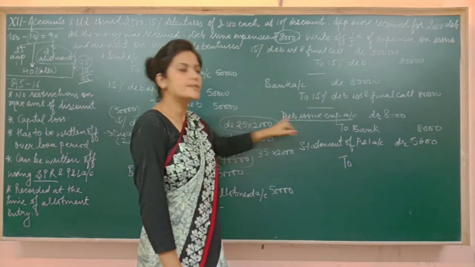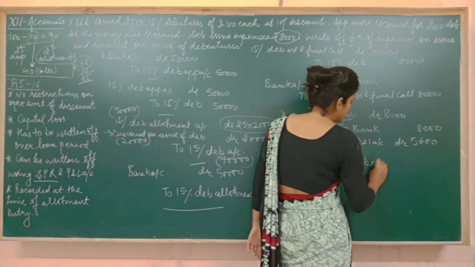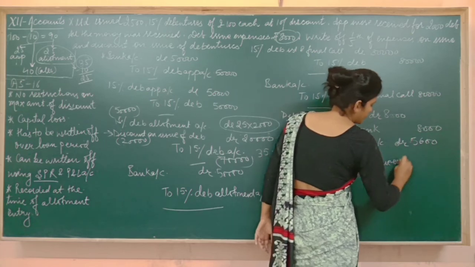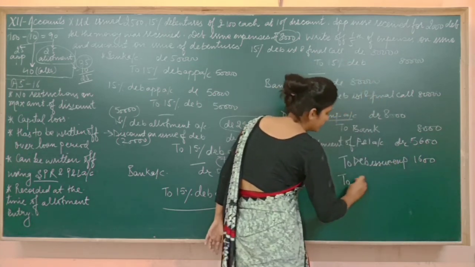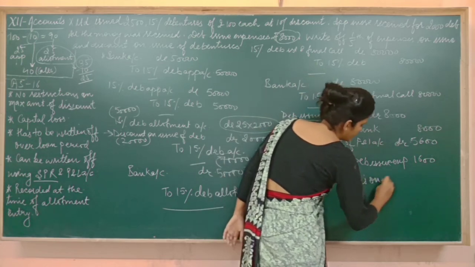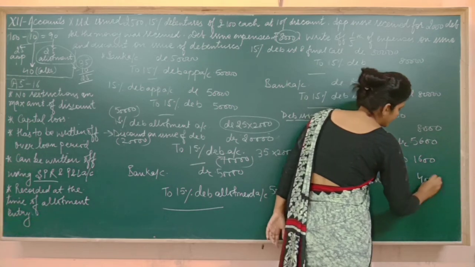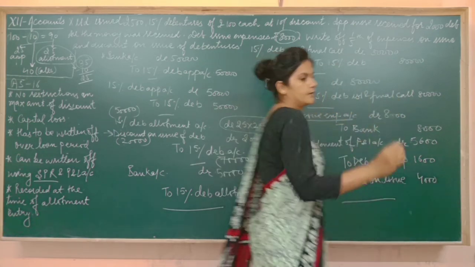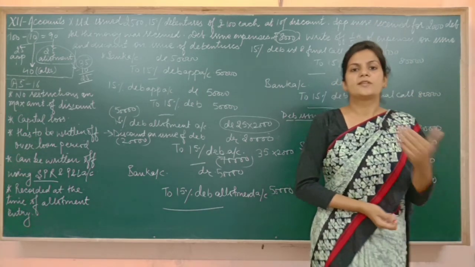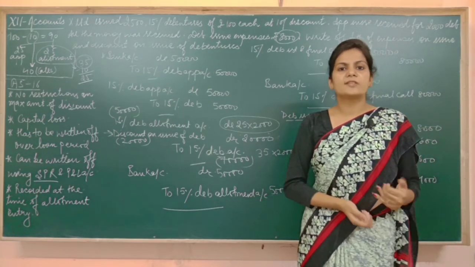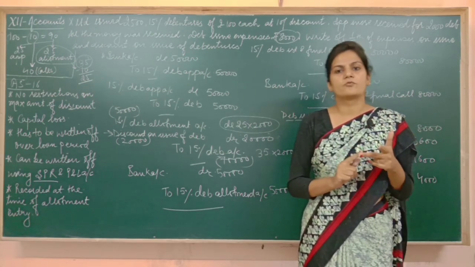Which two things we are writing off? Debenture issue expenses and discount on issue of debentures. So to debenture issue expense 1600 and discount on issue 4000. So this is all about the question. So now I hope the things are clear to you, that how to pass the entries when debentures are issued at premium, at par or at discount. Thank you.